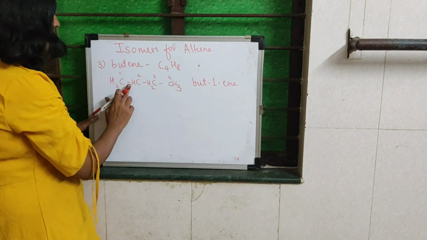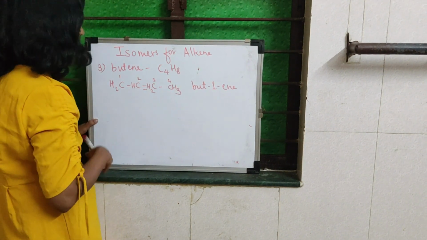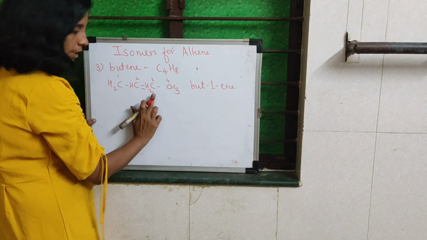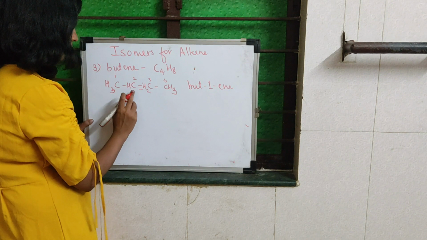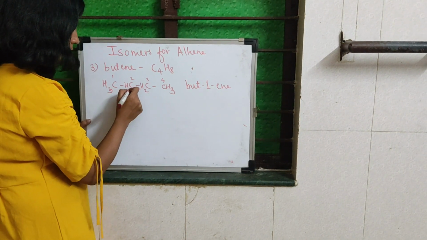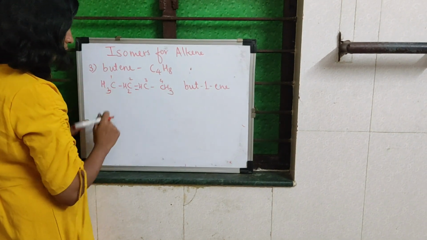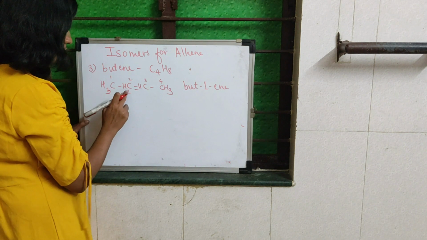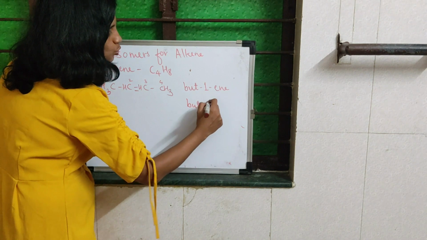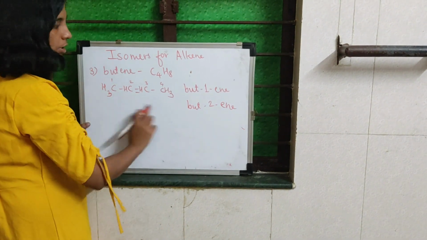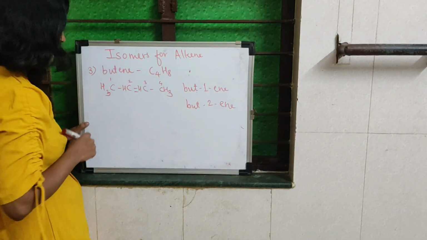Okay. Now I take this double carbon bond here and put it here. Now the bond is between the second and the third carbon. So 1, 2, 3, and 4. So this will be called but-2-ene. So this is the first isomer. This is the second isomer.